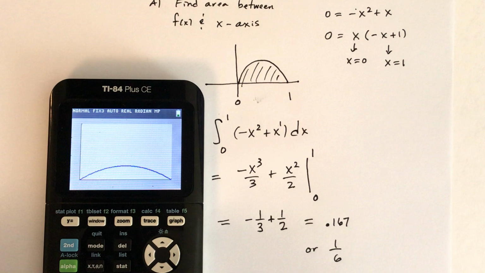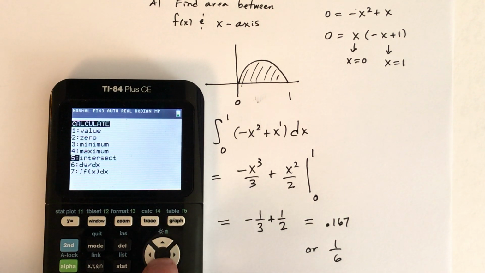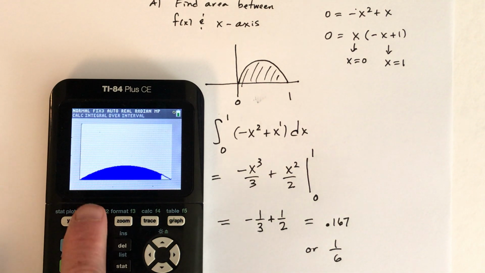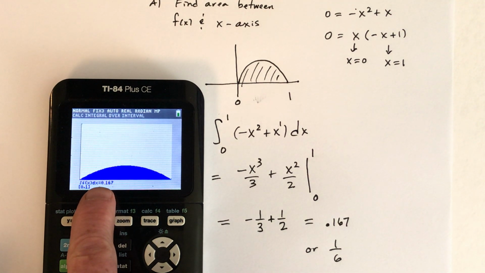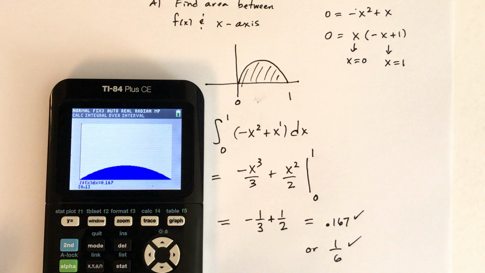And then to check the answer, I can say second calculate number 7 and then go from 0 to 1. And hopefully you could see it right there. It says the answer is 0.167. So we get check marks on this one.